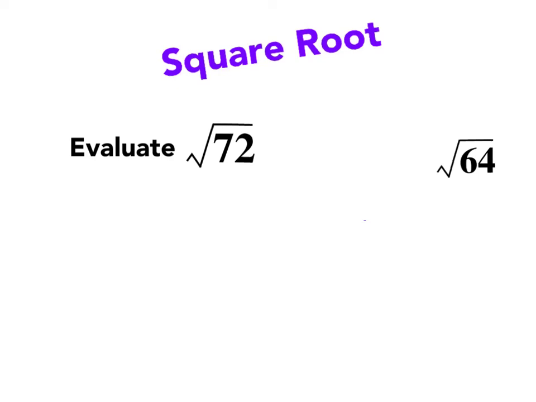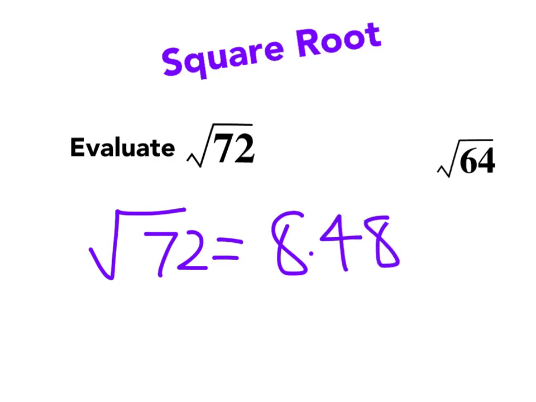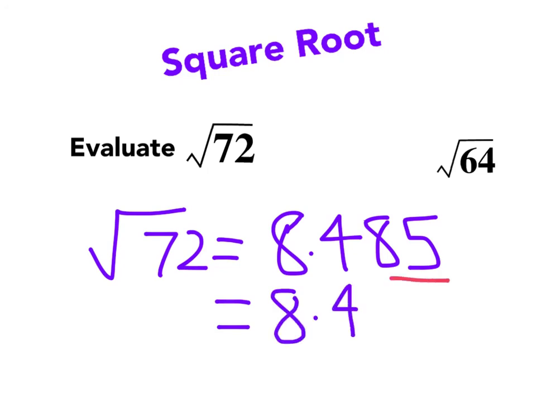Let's do the square root of 72, for example. That's a little bit harder. For the square root of 72, no whole number multiplied by itself is equal to 72. But if I put it into my calculator, the answer I get is 8.485. I've got an answer with decimal places. Usually 2 decimal places tends to be a good way to round this. So with 2 decimal places, I've got 8.48 and then a 5. I look to the 5, which means this goes up, so it becomes 8.49.